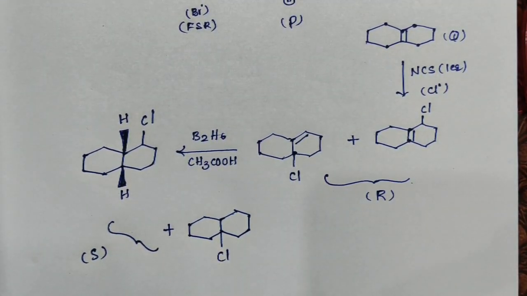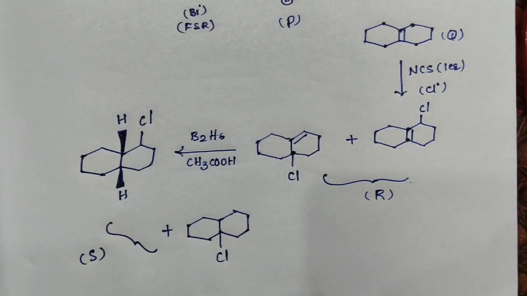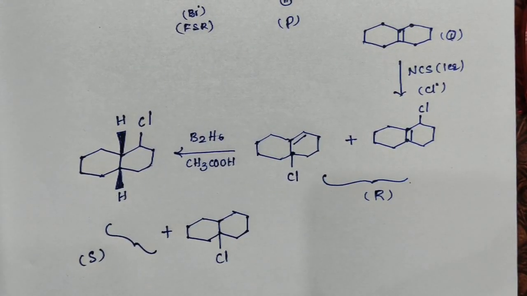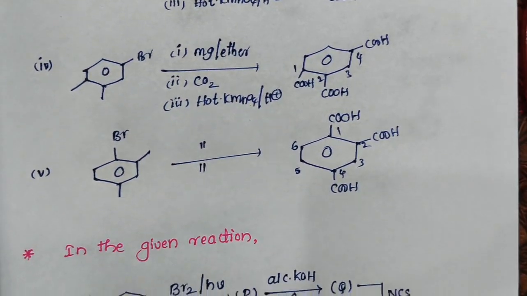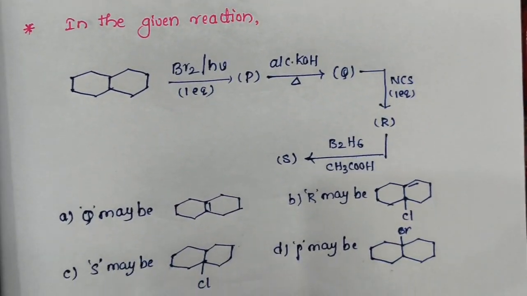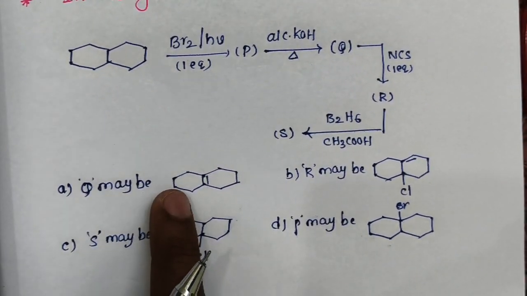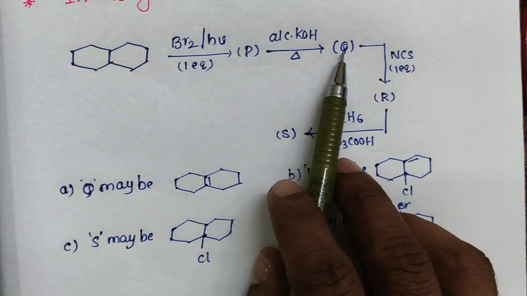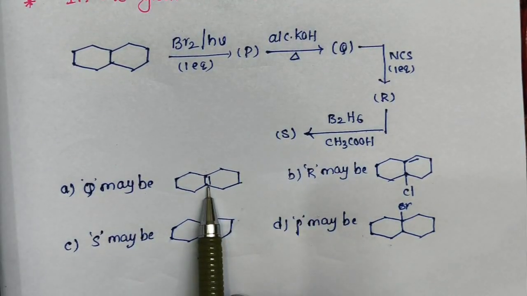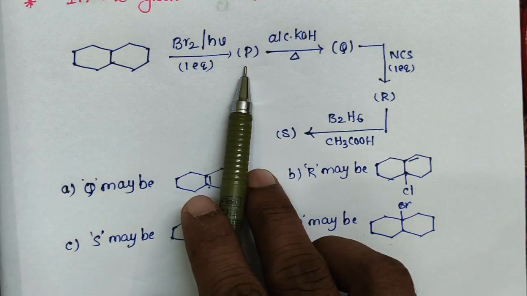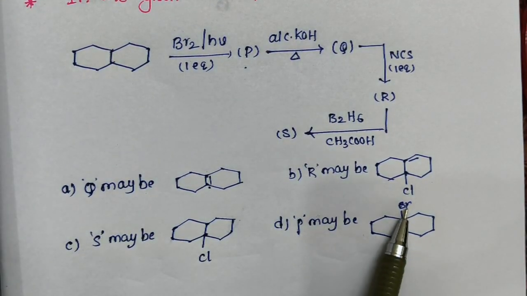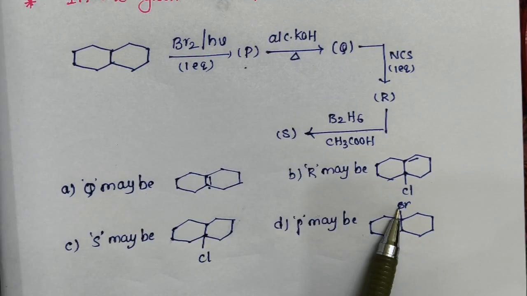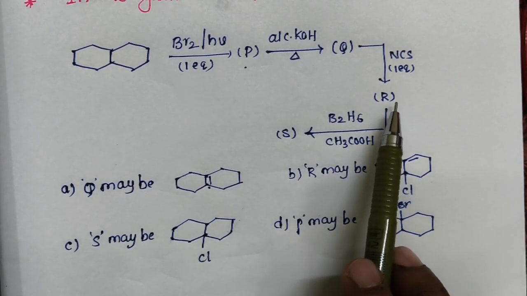So in the given question all answers are correct. It is a multi-answer type question, and all products will form. Here the options: Q may be this one. Q we already got, Q is the elimination product. Here P is given. What is P? Bromine substitution takes place at this position. P may be at this fused position, with only one bromine substituted. So P is also correct.